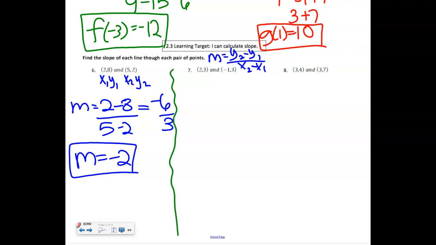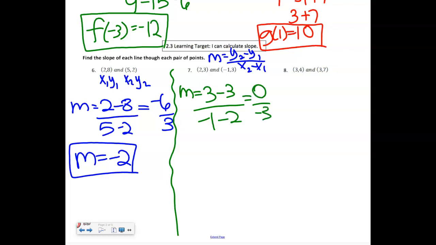These next two are special. Make sure we know the difference between these two. It does cause some of us to get them wrong on our test. So on top, I'm going to have 3 minus 3. On bottom, I'm going to have negative 1 minus 2. The top is going to equal 0. The bottom is going to equal negative 3.